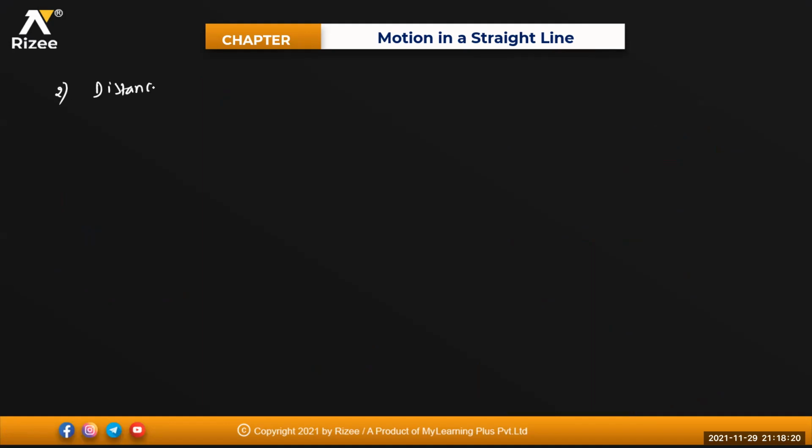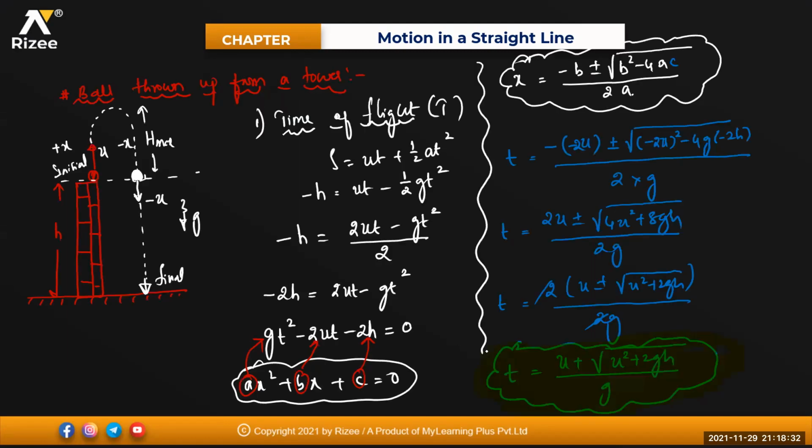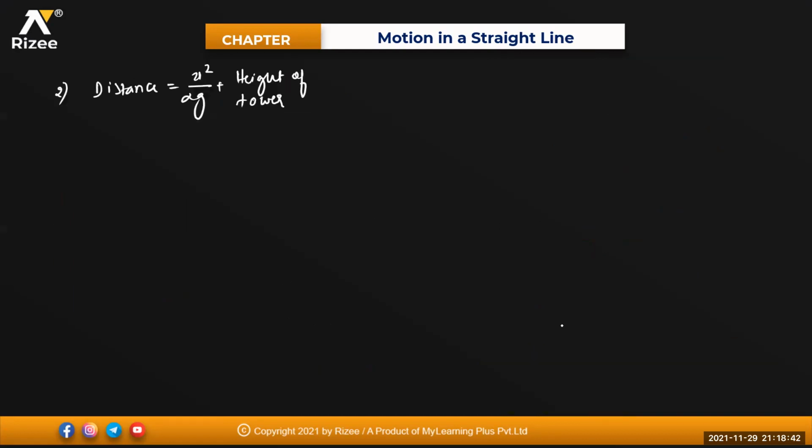Distance will be equal to u square by 2g plus the height of the tower. Maximum height from here to here, this is h max, plus the height of the tower. So this is the total distance it is traveling, h max plus h. That means the distance traveled will be equal to u square by 2g plus the height of the tower.